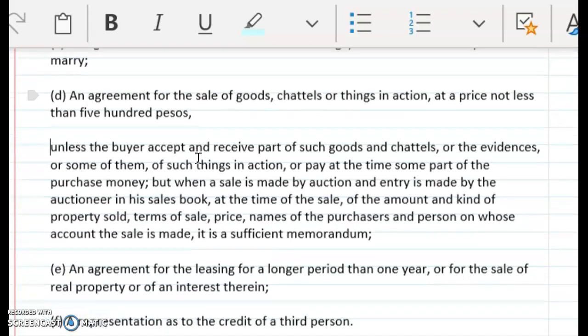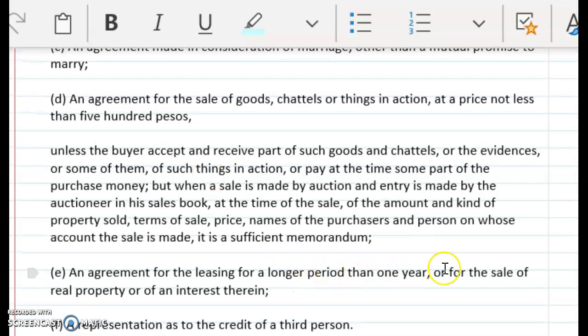Letter F. An agreement for leasing for a longer period than a year. Example, I agreed to lease my house to GTM for 2 years. In order for this lease agreement to be enforceable, it must appear in writing unless it is partially executed.